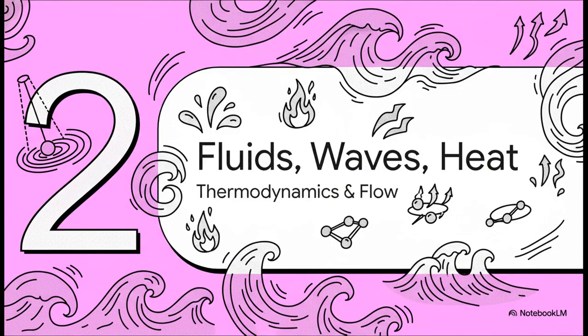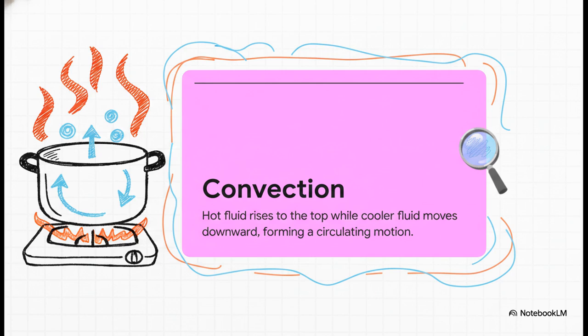Section 3, Fluids, Waves, and Heat. Let's shift gears from the tangible world of moving heavy boxes to moving heat. Think about a simple pot of water placed on a hot stove. As the water at the bottom heats up, it gets less dense and floats to the top. Then, the cooler, denser water at the top sinks downward to take its place. That creates this continuous, rolling, circulating motion. And that thermodynamic principle right there, that is exactly what defines convection.